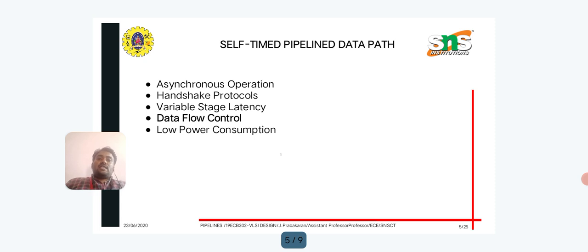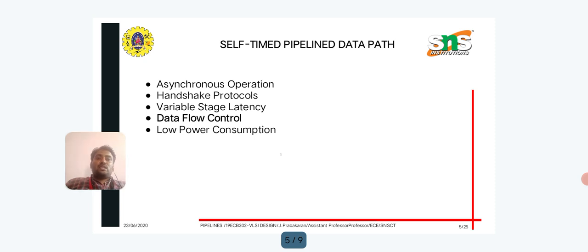The next one is handshake protocol. Data transfer between adjacent pipeline stages is controlled using handshaking. When a stage completes its computation, it sends a request signal to the next stage, asking if it can accept the data. The next stage responds with an acknowledgement when it is ready to receive the data.